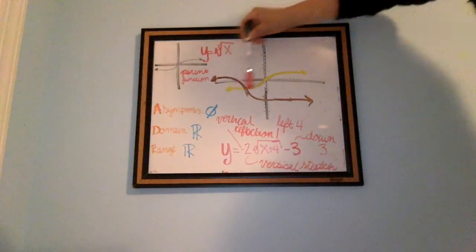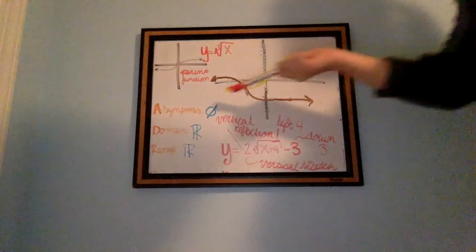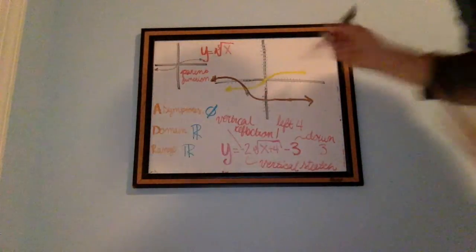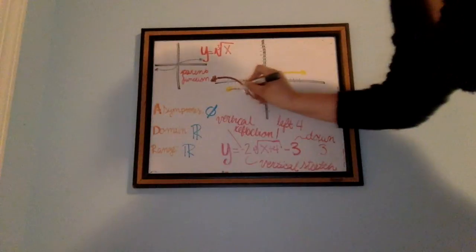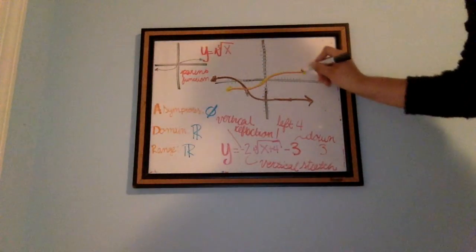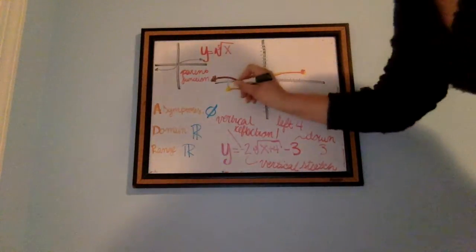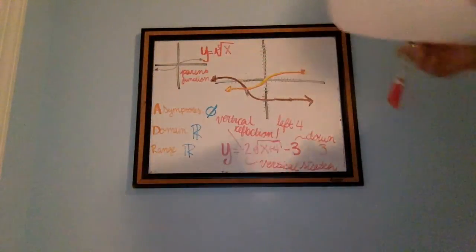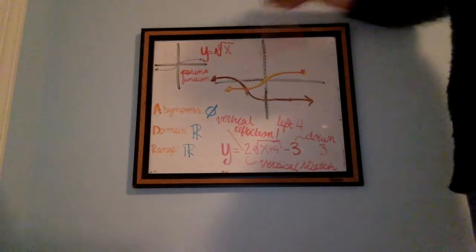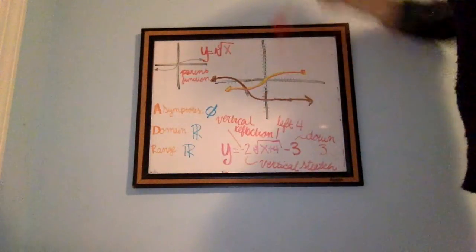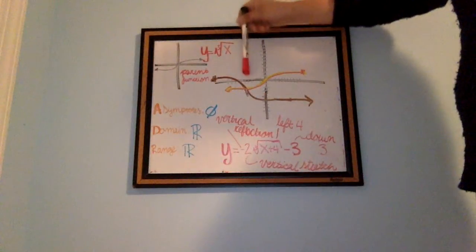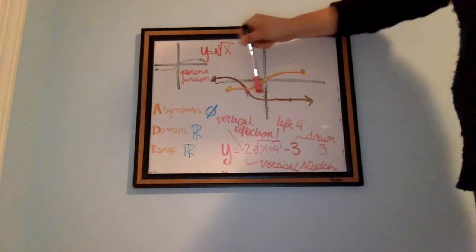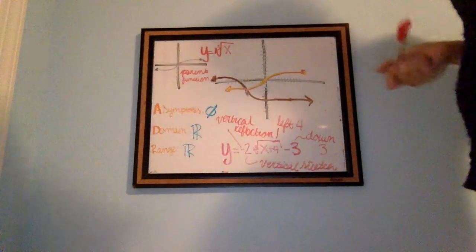This is our original parent function drawn right there in yellow. It might be hard to see since it's in yellow, so let me redo it in red so you can see it a bit better. There it is. We're going left 4, so we go 1, 2, 3, 4, and we're going down 3, which is 1, 2, 3, right here.